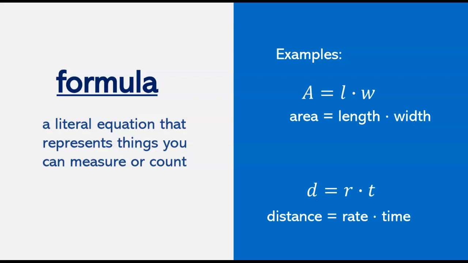Similarly, this one down here, distance equals rate times time. D equals R times T. A rate is something you can measure, like how fast a car is going. You can measure that. Time, you can also measure how long that car was driving. And distance is yet another thing you can measure. You can measure how far the car went in that time. So since these are things that you can measure or count in real life, this is considered a formula. Distance equals rate times time.